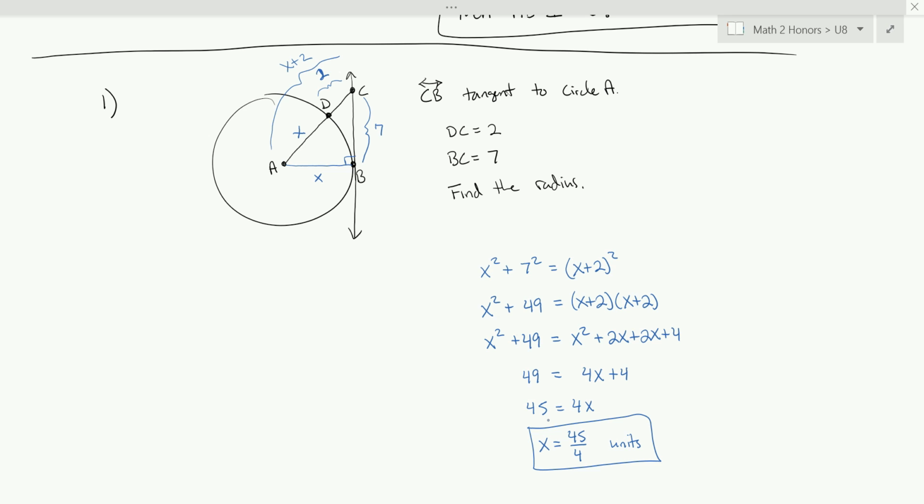So here's the work. 7 squared is 49. x squared is x squared. x plus 2 squared is x plus 2 times x plus 2, and you have to distribute that: x squared plus 2x plus 2x plus 4. Notice you have an x squared on each side, so you can subtract it from both sides. You're left with 49 equals 4x plus 4. I'm just reminding us that we have some kind of distance here. So subtract 4, divide by 4, and you get 45 over 4, whatever the units are in terms of length.